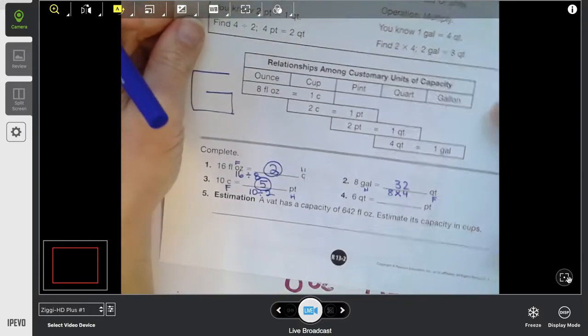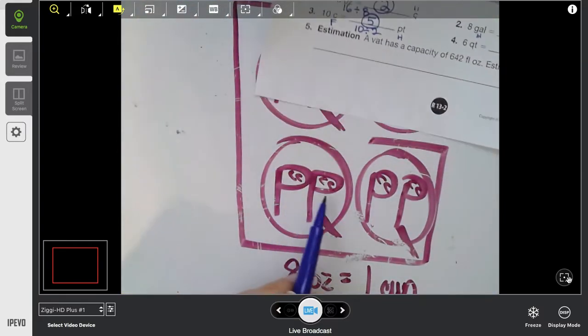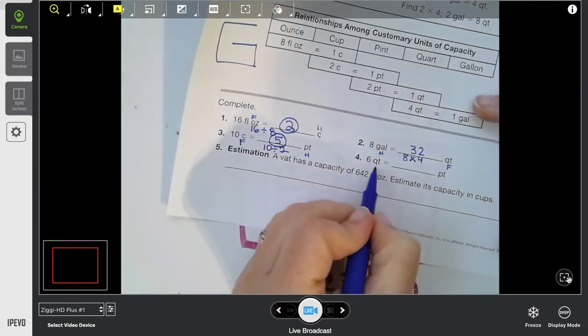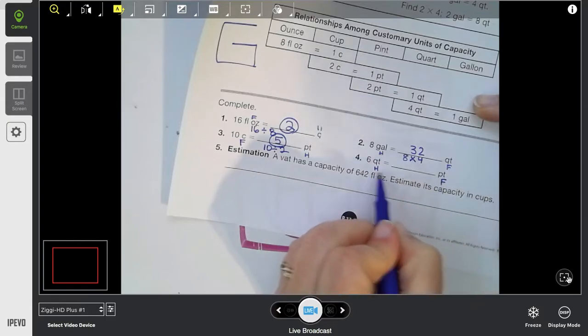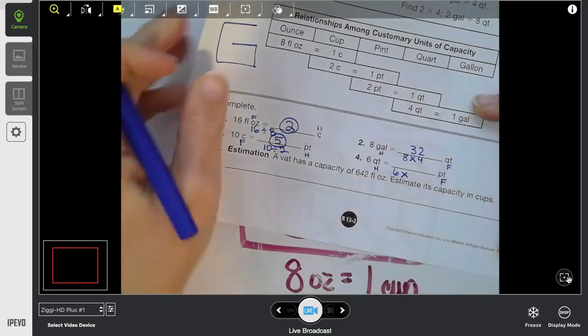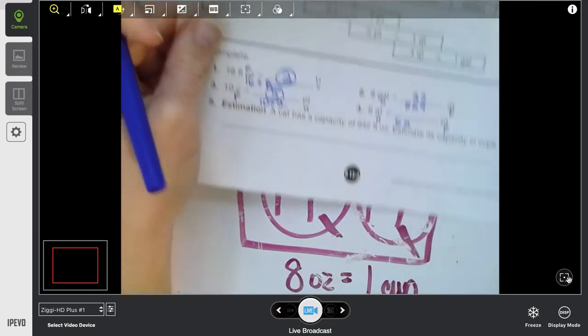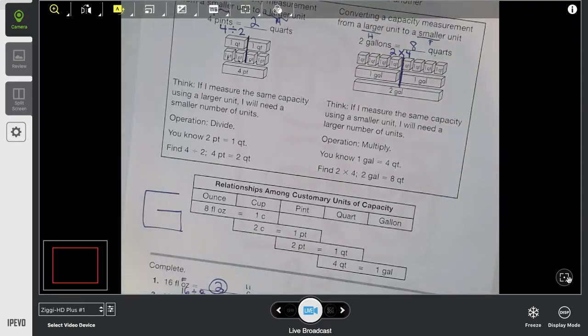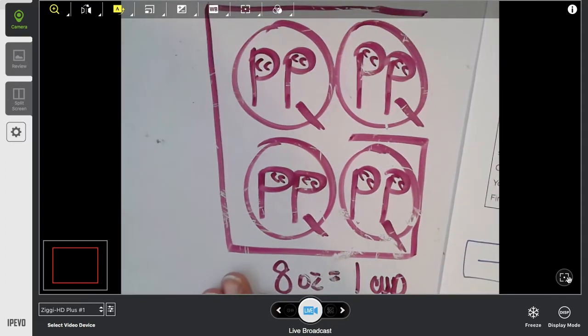6 quarts is how many pints? Which one's bigger, a quart or a pint? Well, since 2 pints make 1 quart, the pints have to be smaller. So the quart is the horse, the pint is the fly. Horse to fly, multiply. 6 quarts times how many pints are in each quart? 2 pints in a quart. So 6 times 2 is 12. Always remember, horse to fly, multiply. Figure out which one is the bigger unit, which one is the smaller unit. Once you figure that out, you just need to remember whether we're multiplying or dividing. And use this chart to help you. Good luck!